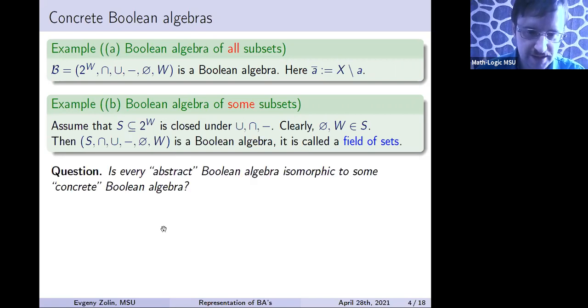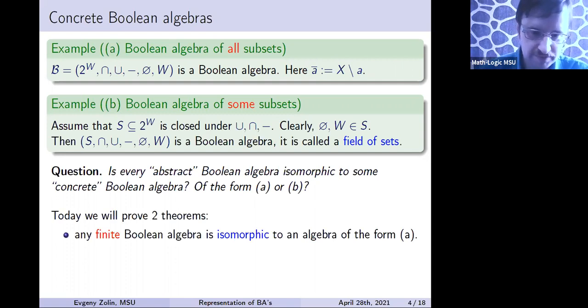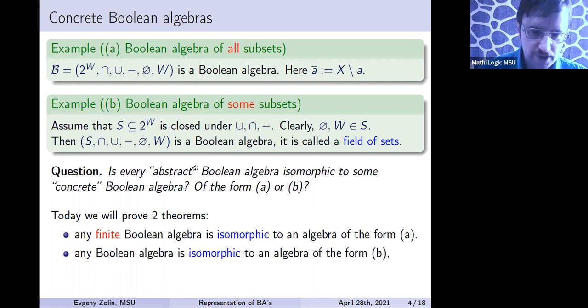The answer is yes. So the general question in representation theory is: is every abstract Boolean algebra, so every structure satisfying that long list of axioms, isomorphic to some concrete Boolean algebra? We have two examples of concrete Boolean algebras, and this one is more general. The answer is yes. And the answer differs for finite and infinite Boolean algebras. For finite, we can even prove that every Boolean algebra is isomorphic to a Boolean algebra of all subsets. For arbitrary Boolean algebras, infinite Boolean algebras in particular, they are isomorphic to a Boolean algebra of some subsets, not necessarily all subsets.